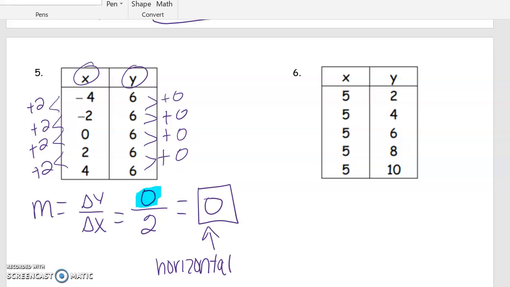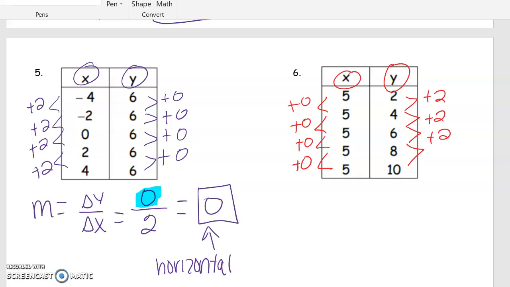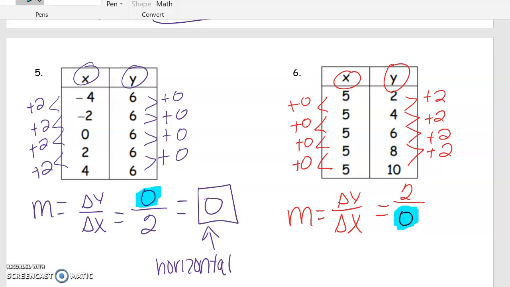Now if we look at number 6, notice that our change in x is 0. It's just 5 every time. It's not changing. +0, +0, +0. My change in y this time is +2. So when I plug that into my change in y over my change in x, I have 2 over 0 now. Notice that 0 is now in my denominator because it was my change in x. If you were to type that into your calculator, it would output an error.